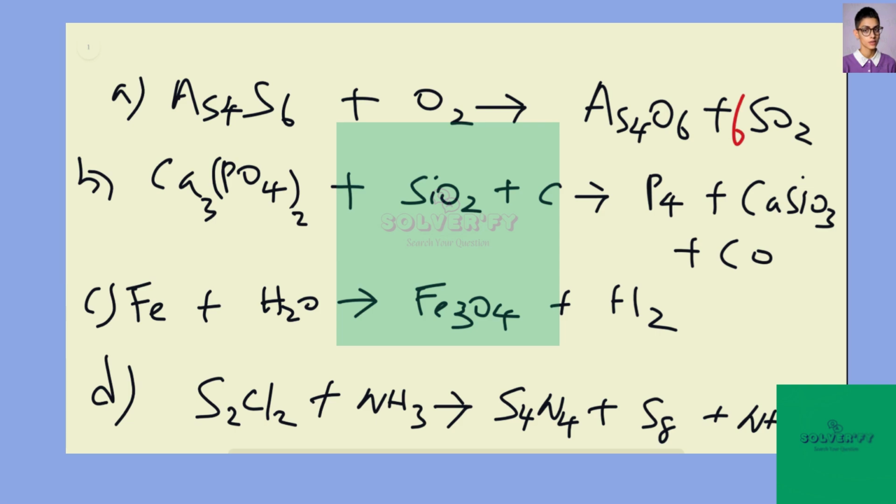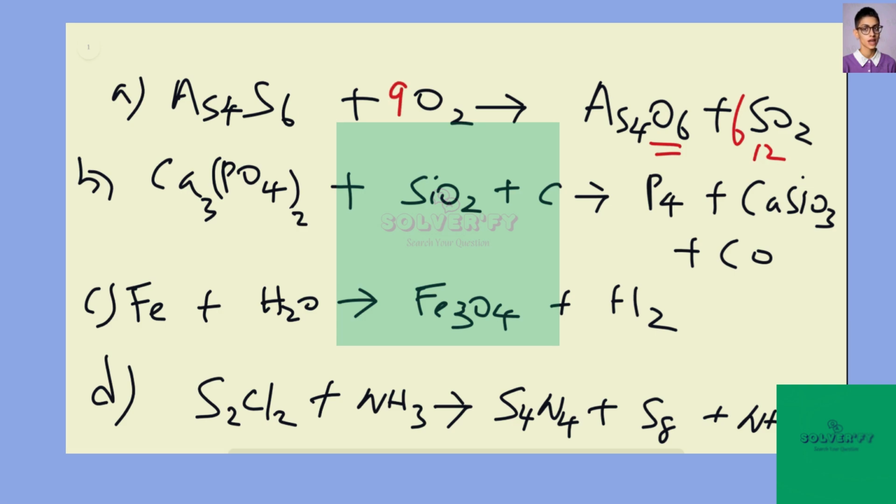The next one will be oxygen. On the left we only have 2. On the right we have 6 from As4O6, and then 12 from 6 SO2, since 6 times 2 is 12. So in total we will have 18 oxygen. 18 oxygen divided by 2 would be 9, so we just put 9 in front of O2. Now we have 18 oxygen on both sides, and this is all balanced.